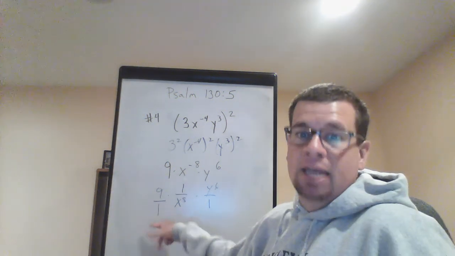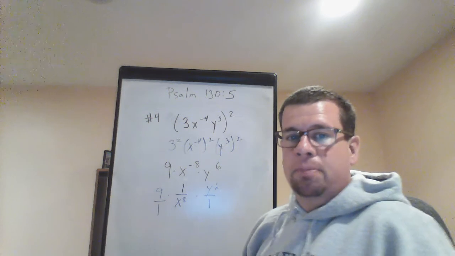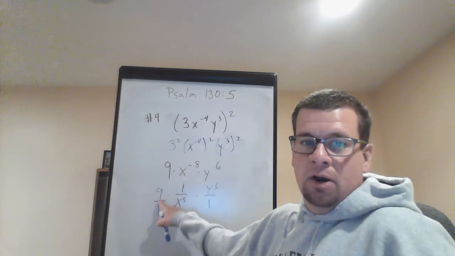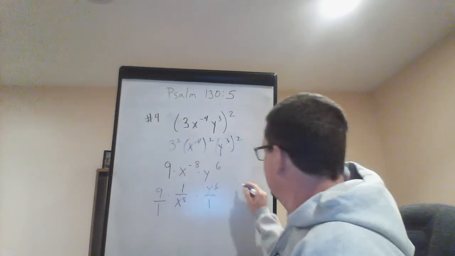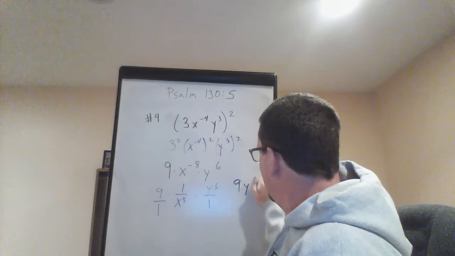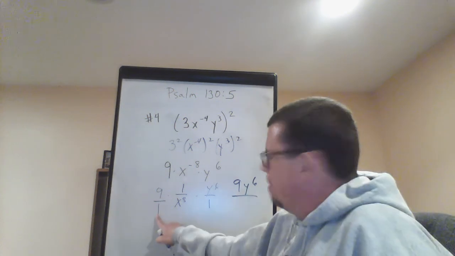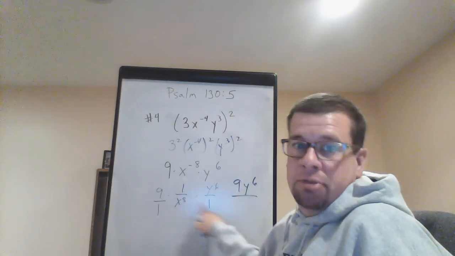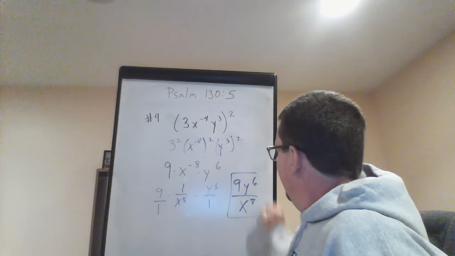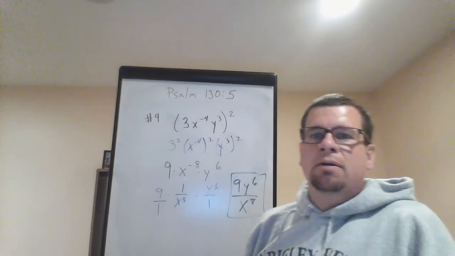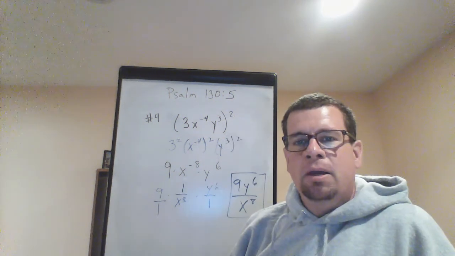And again, I can make anything into a fraction or make it look like a fraction by putting it over 1. So now multiply across the top. So 9 times 1 is 9 times y to the 6th would be 9y to the 6th. And on the bottom, 1 times x to the 8th times 1 is just x to the 8th. So there is that expression in simplified form.